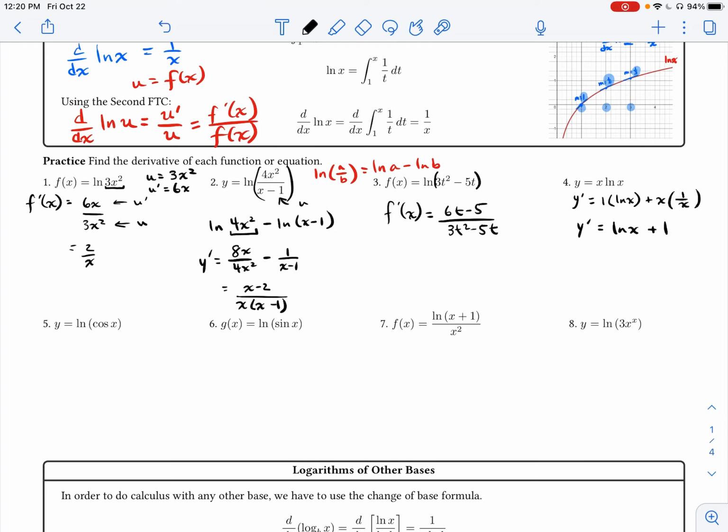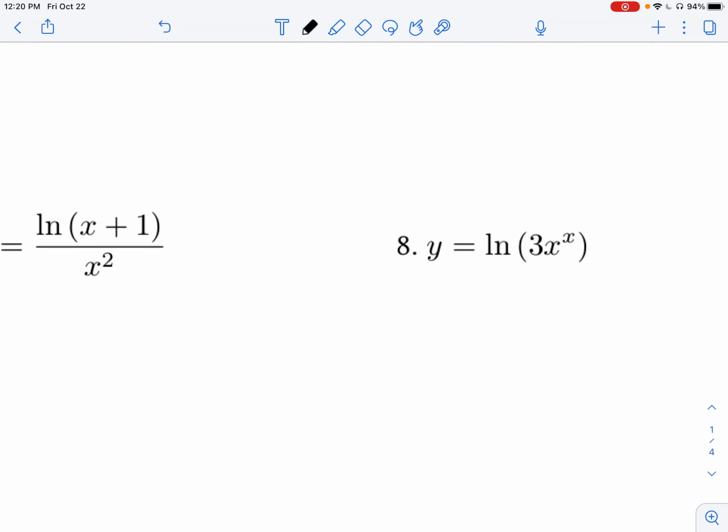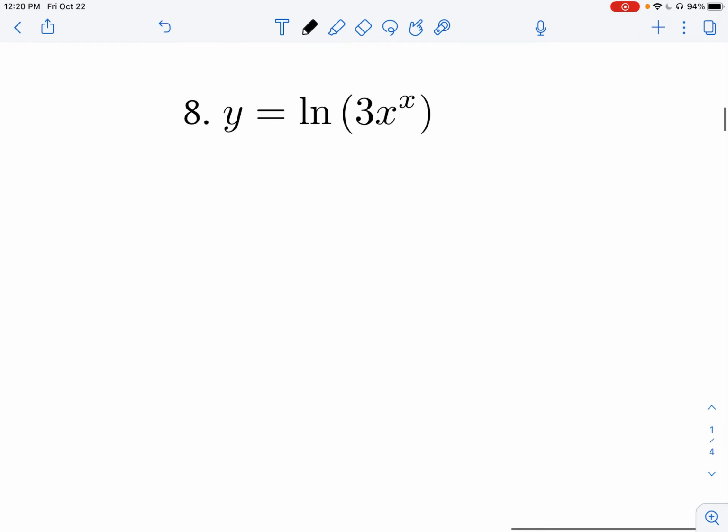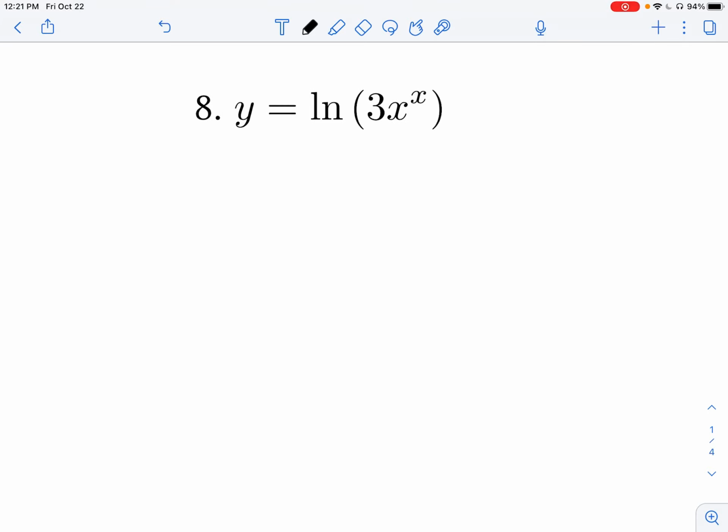Let me go ahead and just jump to something like number 8. I think this is a good one to discuss. So for this one here, you might be looking at this and thinking, we haven't really discussed how to find the derivative of an exponential function. How would I differentiate something like 3x to the x power? And I would say just sit tight, we will cover that shortly. But for now, is there any other way that I could evaluate this without necessarily knowing how to find the derivative of an exponential function? And the answer is yes, we can use our log properties.